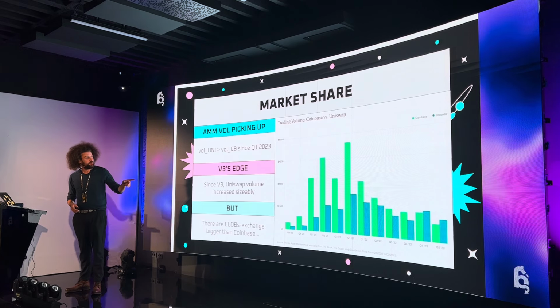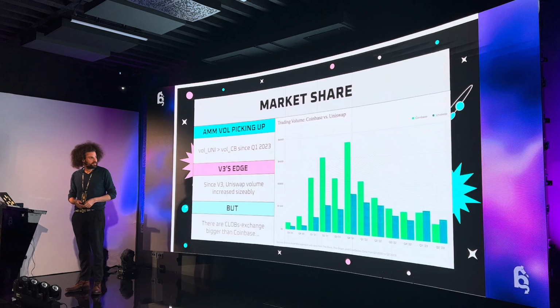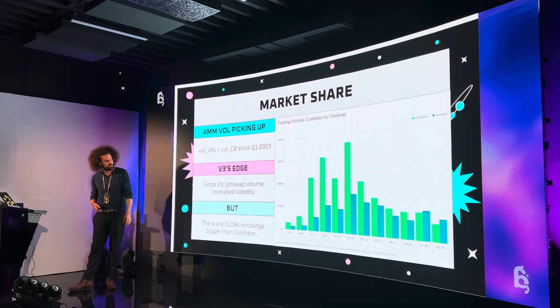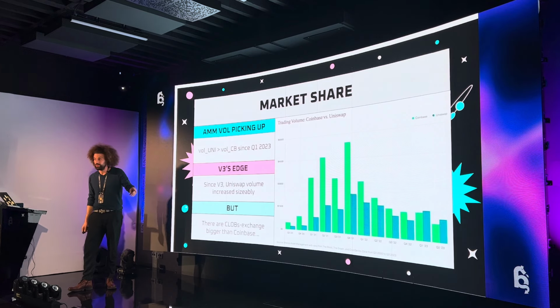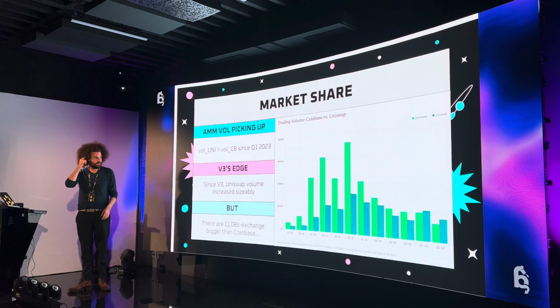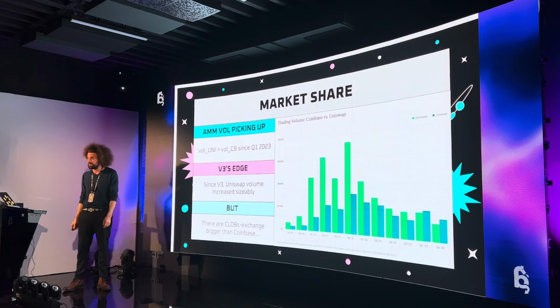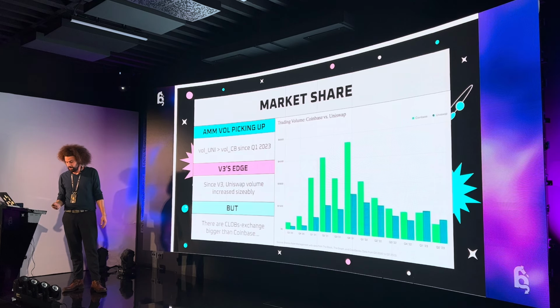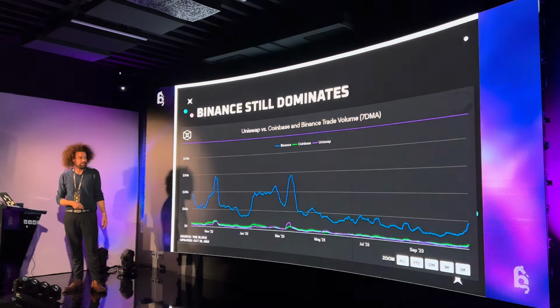The green one is Coinbase, the blue one is Uniswap. So you can see that since the first 2 quarters of the year, so the last 2 bars are Q1 and Q2 2023, you have actually Uniswap over Coinbase in volume of trade processed. So it's evolving in the right direction, but the full picture is actually this one.